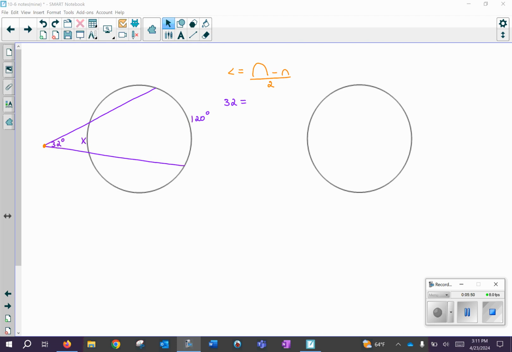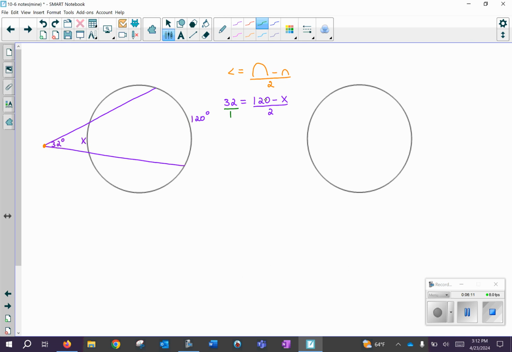Sorry about that. The big arc is 120 minus the small arc of X all over 2. And then how do we solve all proportions? Fractions equaling fractions, proportions, right? We put them over 1 and we cross multiply.